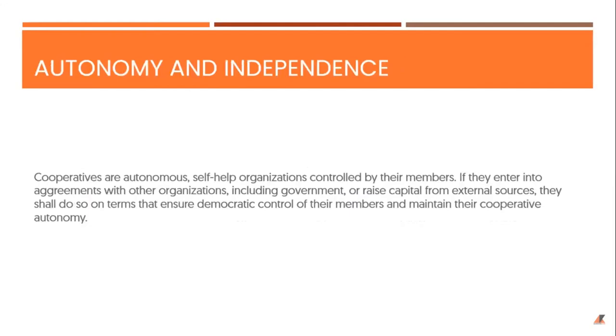Next, we have autonomy and independence. So, nabanggit sa definition ng isang cooperative, ang cooperative ay isang autonomous entity. Okay? Pag sinabi nating autonomous, kaya niya pong mag-decide on its own. And legally speaking, ito po ay merong tinatawag nating juridical personality or legal personality na tinatawag. Okay? So, cooperatives are autonomous, self-help organizations controlled by their members.